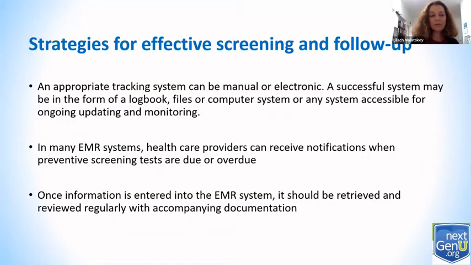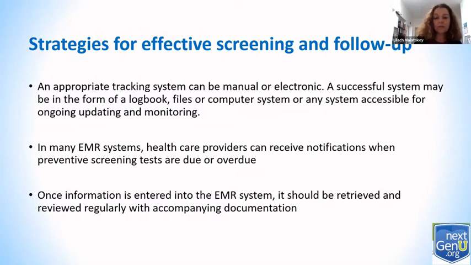So, how to build strategies for effective screening and follow-up. An appropriate tracking system can be manual or electronic. A successful system would be in the form of a logbook, files, or computer systems, or any system that is good for your ongoing updating and monitoring. In different EMR systems, there are things that are built into the computer, so it's very easy to just look for them and find them.